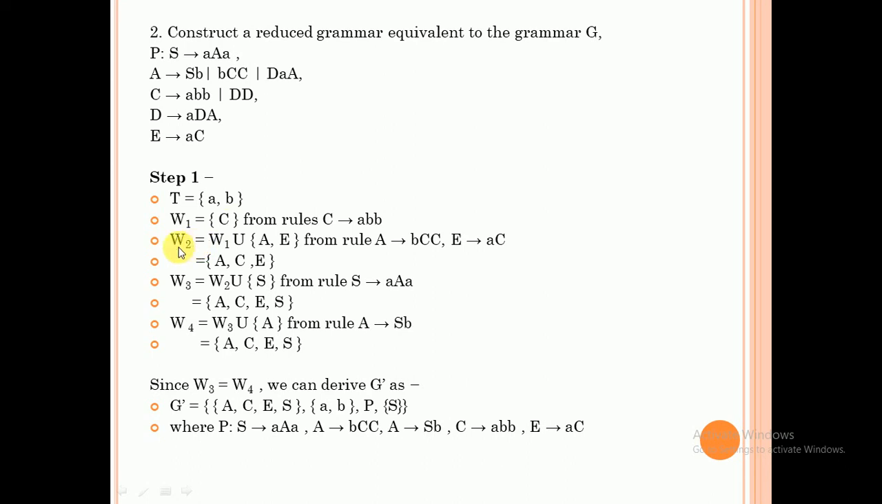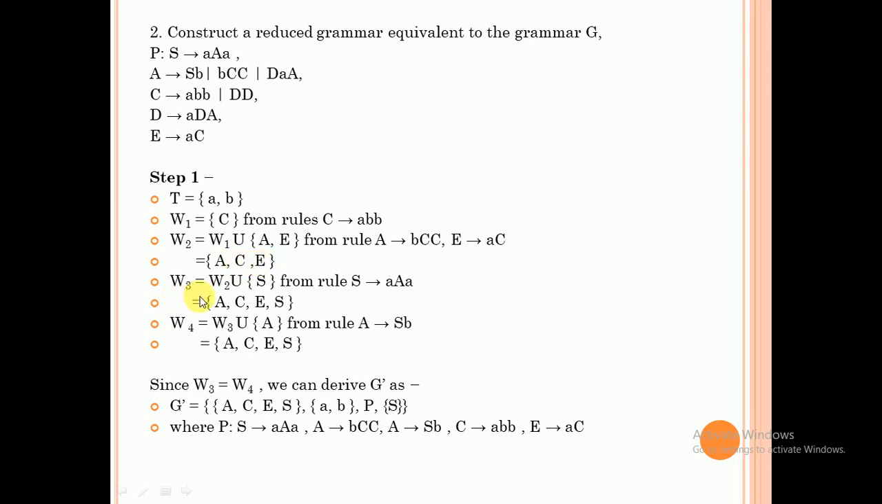Then the construction of W2. W2 is equal to W1 union. Again you check on the right hand side where capital C occurs. So here we have two productions. The one is small b capital C and the other one is small a capital C. So you need to write A and E in this set. Then you make the union of W1 with A comma E. So you are getting capital A, capital C, capital E.